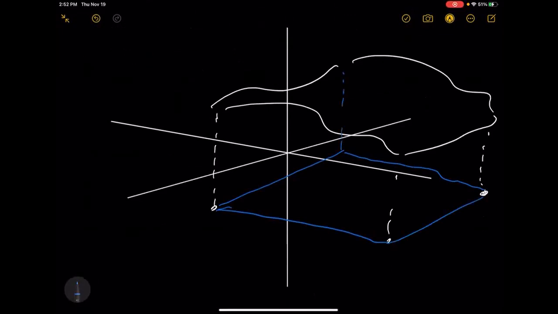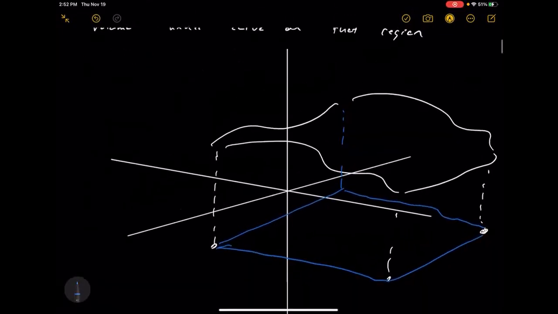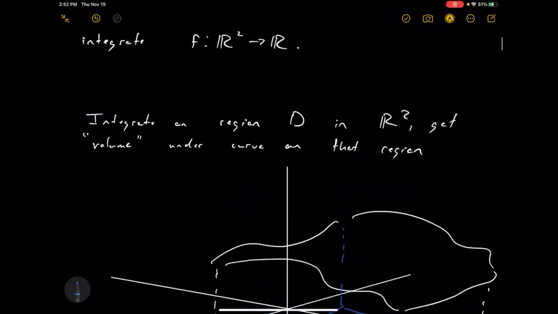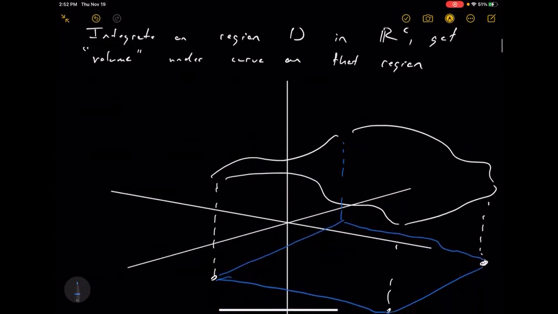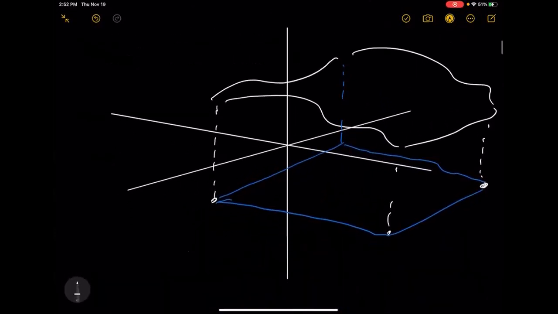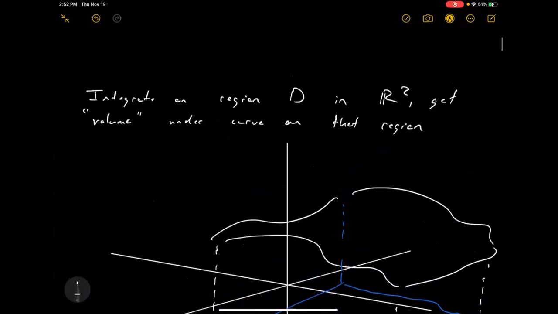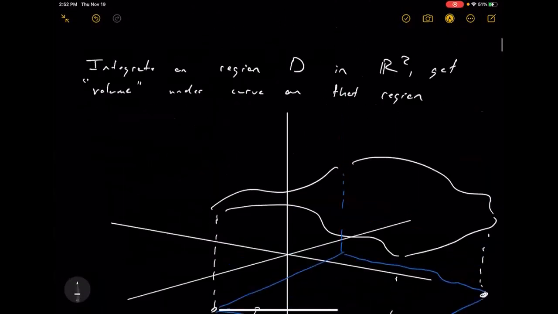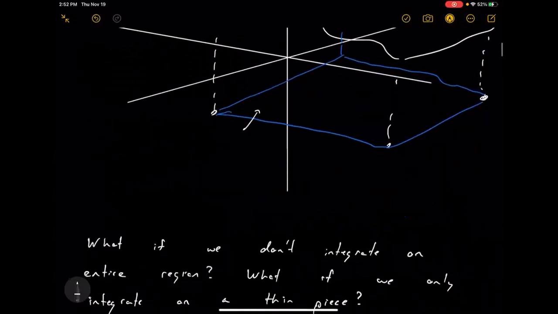Okay. And then on that region, our function is that surface. And so if we integrated our multivariable function on this two-dimensional domain, what would we get? We would get the volume beneath the surface, or the volume under the surface. Okay. So that's what our multivariable integral gives us, right?